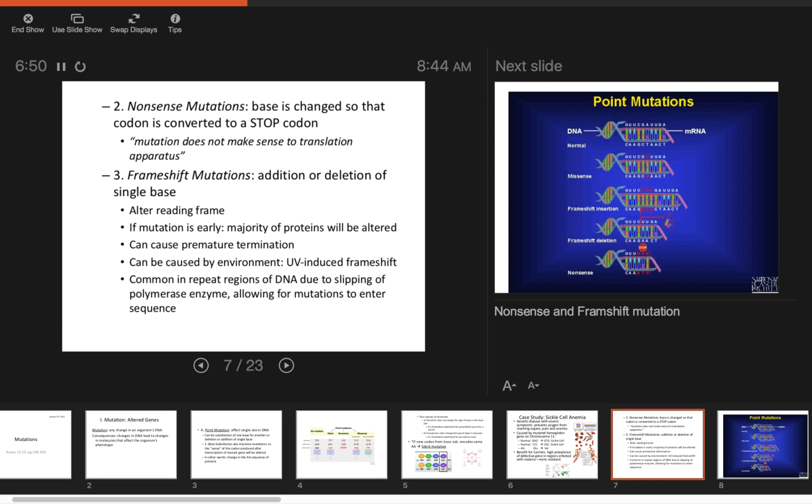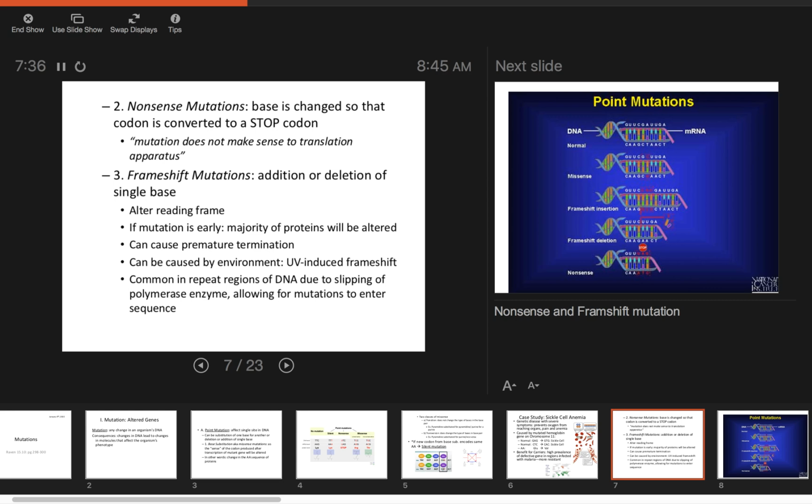Okay, so a nonsense mutation means the amino acid gets coded to a stop codon, and they call it nonsense because basically you just stop the process of making the protein. We talked a little bit about frameshift mutations when we were talking about whether the DNA code is a triplet, like the reading frame, is it spaced or unspaced? But a frameshift mutation happens when you add or delete a single base. It alters the reading frame, it shifts everything over one way or the other. If the mutation is early in the amino acid sequence, the majority of that protein will be altered. It can cause premature termination, which means that it could turn into a nonsense mutation if it codes for a stop codon.